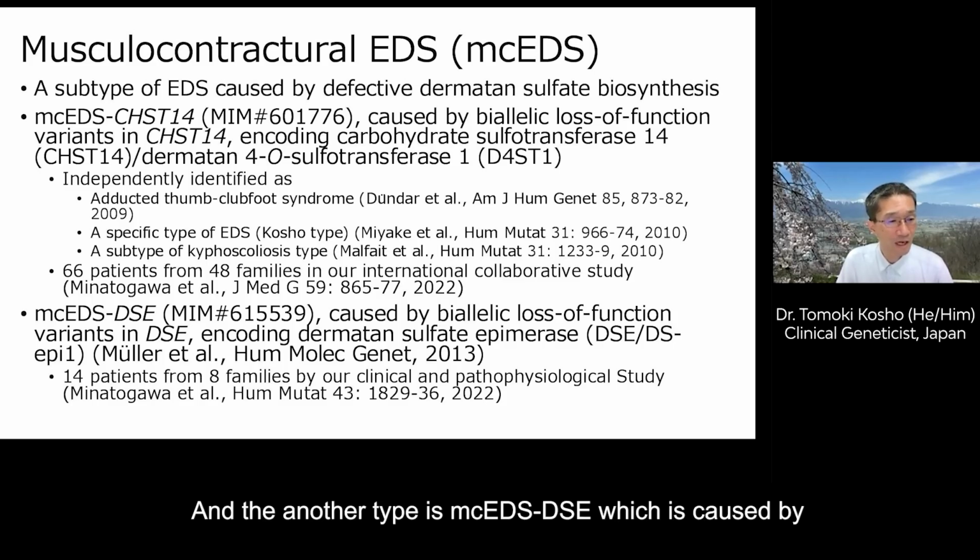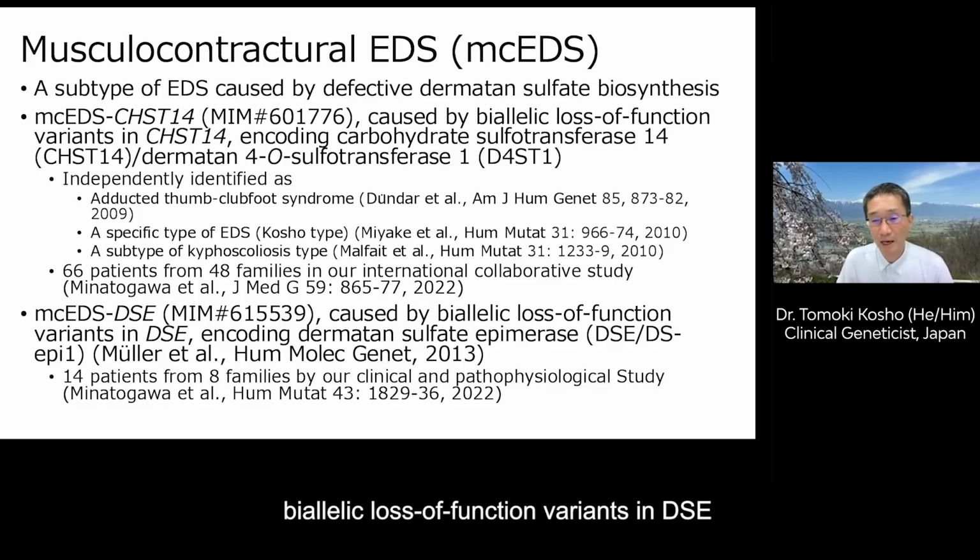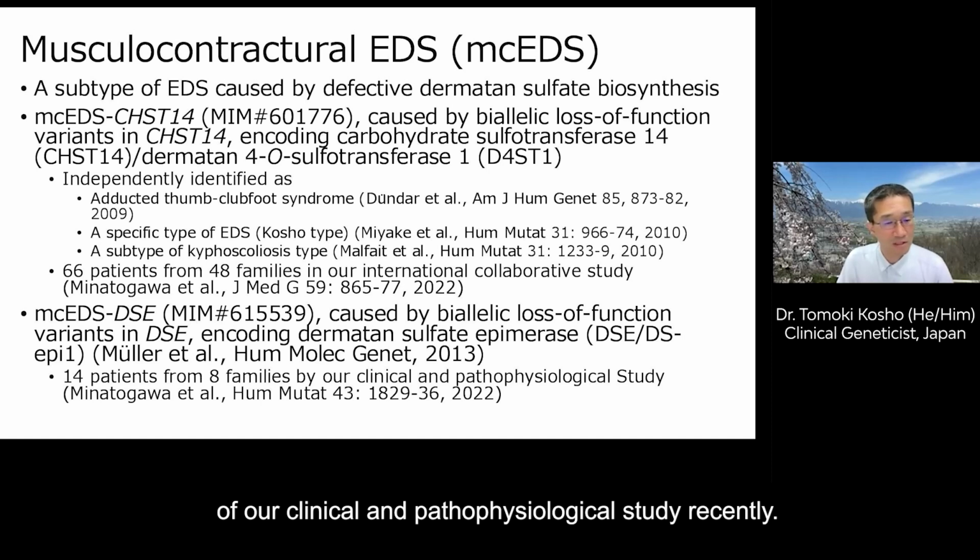And the other type is mcEDS DSE, which is caused by biallelic loss of function variants in DSE, encoding dermatan sulfate epimerase. To date, 14 patients from 8 families had been reported at the time of our recent clinical and pathophysiological study.